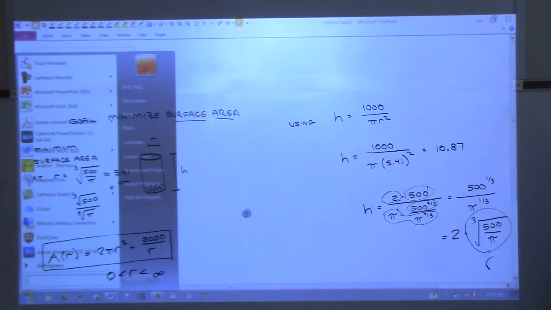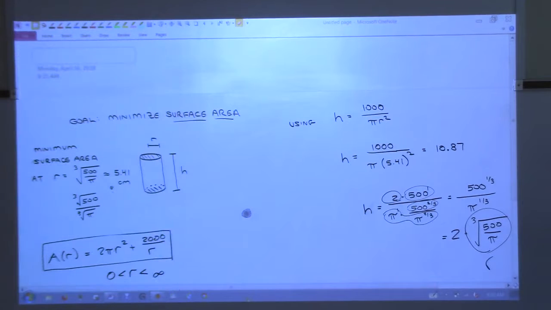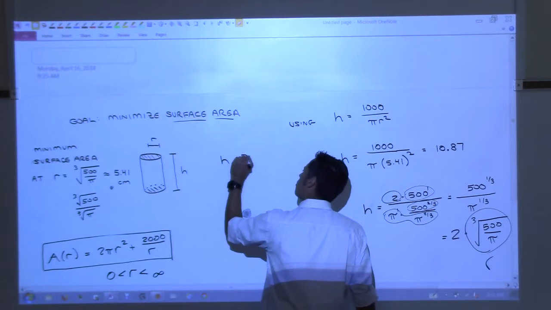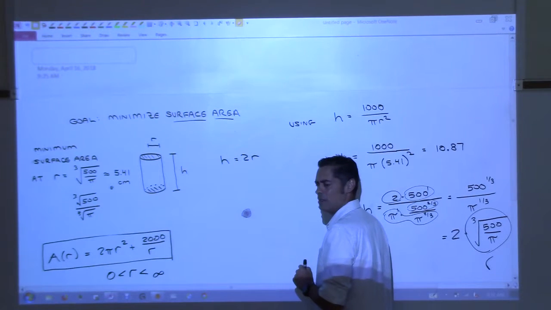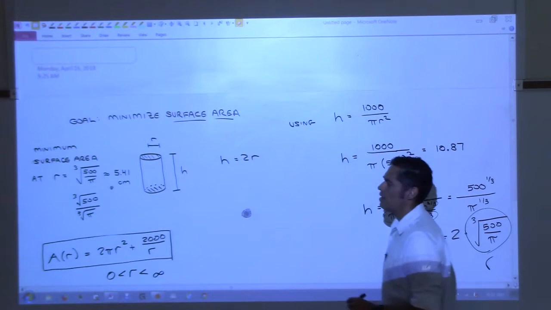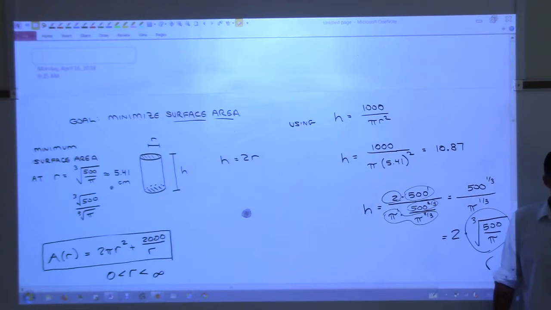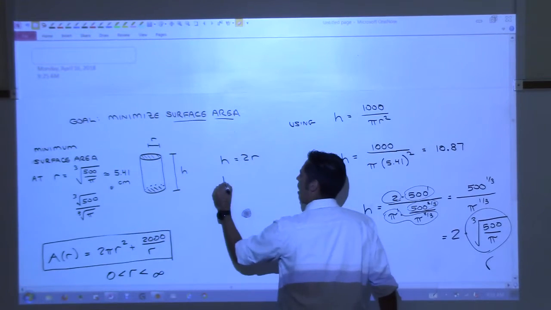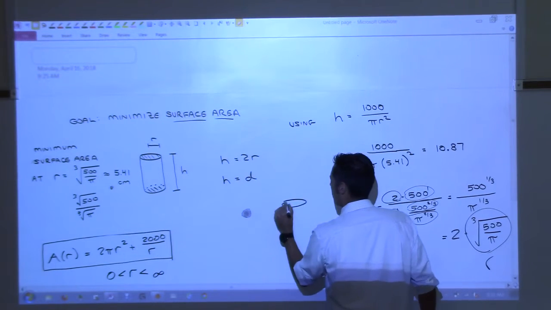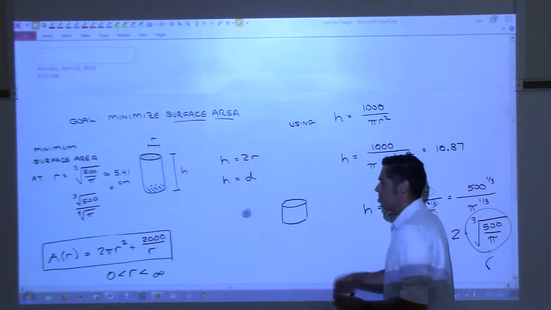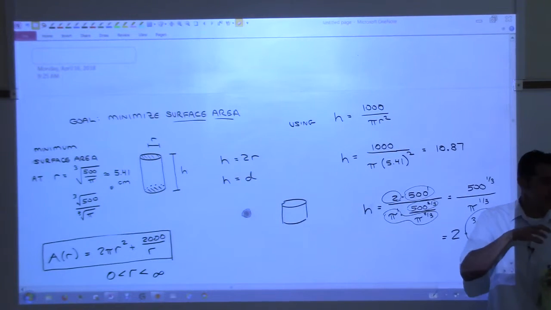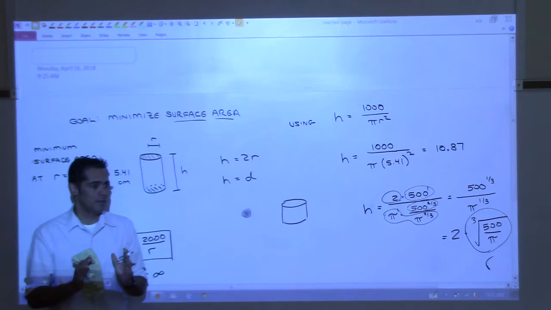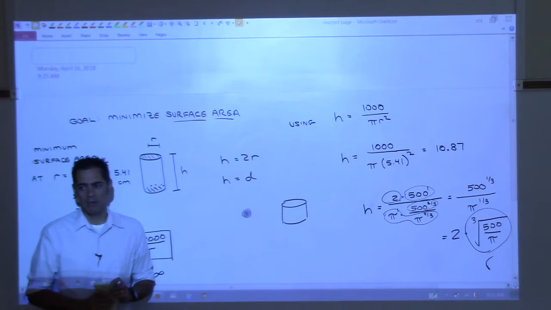What does that mean? What we're getting here is that the height has to be twice the radius, right? But what's 2 times the radius? The diameter. So isn't this saying that the height needs to be equal to the diameter? Yeah. So if I build a can, and I want to have the least amount of surface area, I want the height of the can to be equal to the diameter of the can. And that will give me the minimum surface area.